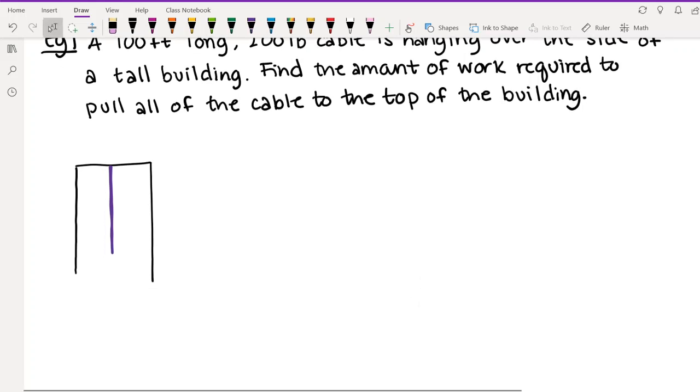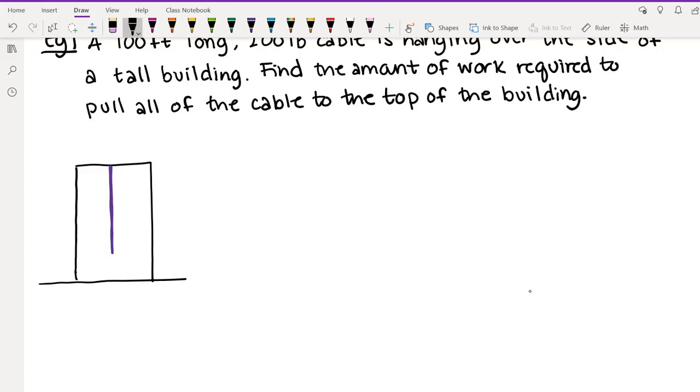And so we're trying to figure out how much work it will take to take all of this cable and bring it up to the top of the building. One thing you have to keep in mind on these problems, and if you've taken a physics class you're probably used to this, is that you have to idealize the situation.